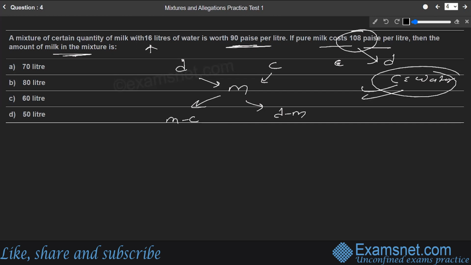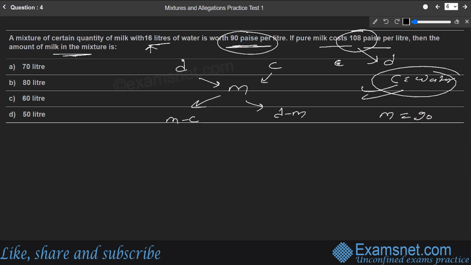The mean price they want is a mixture of a certain quantity of milk with 16 liters of water, worth 90 paise per liter. So mixing the milk and the water together, the mean price has been made as 90 paise per liter. So the mean price can be treated as 90 paise. Now let us find that. Let us keep down our values.